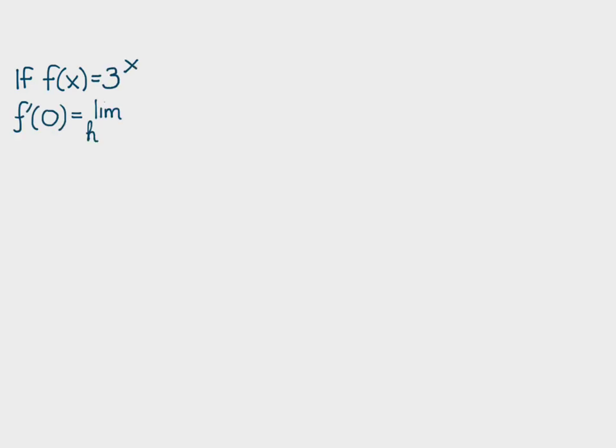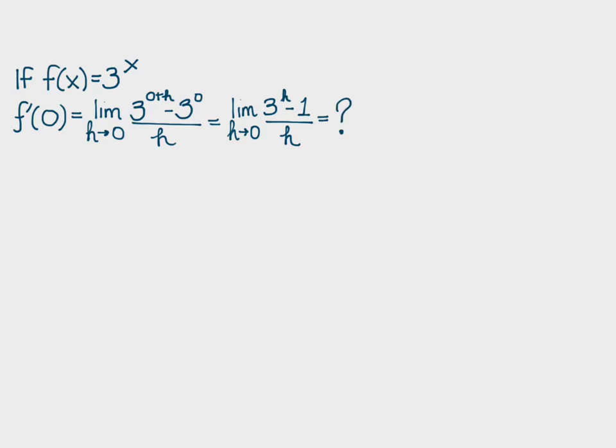If f of x equals 3 to the x, we can do the same process. f prime of 0 will be the limit as h goes to 0 of 3 to the 0 plus h minus 3 to the 0 over h, which simplifies to the limit as h goes to 0 of 3 to the h minus 1 over h, which again we don't know how to solve.